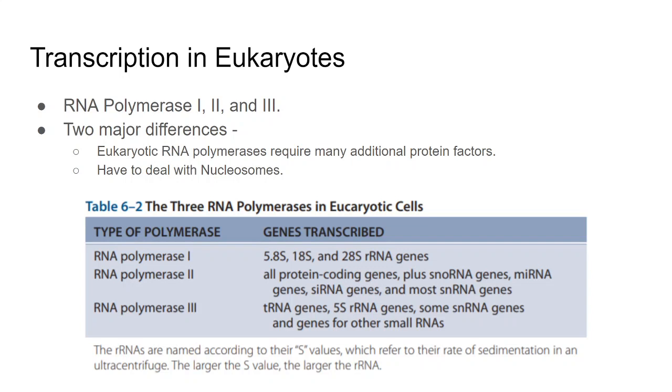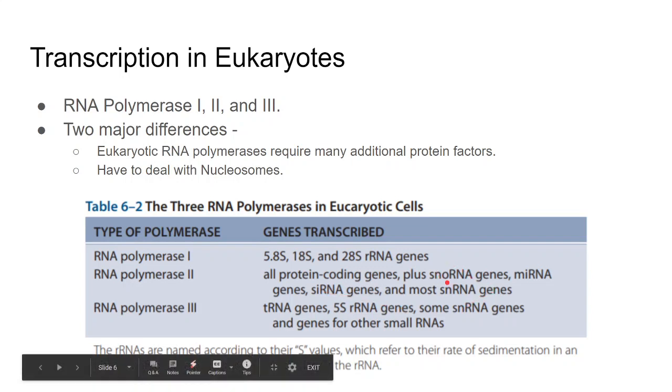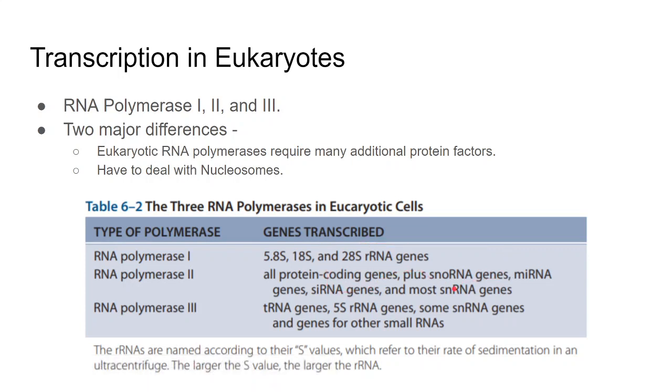Therefore, RNA polymerase 2 is the polymerase that is required for protein coding genes. It also is required for snoRNAs, miRNAs, siRNAs, and some snRNAs. We'll talk about these different RNAs later on in further lectures.